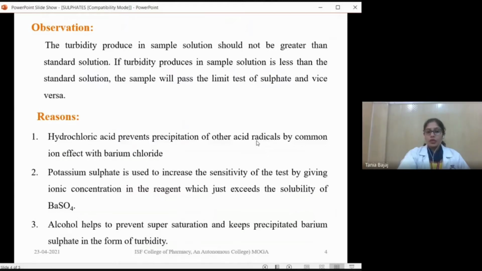Now let's see a few reasons for adding the chemicals into the reaction we performed. Hydrochloric acid prevents precipitation of other acid radicals by common ion effect with barium chloride. Potassium sulfate is used to increase the sensitivity of the test by giving ionic concentration into the reagent, which just exceeds the solubility of barium sulfate. Alcohol also helps to prevent supersaturation and keeps precipitated barium sulfate in the form of turbidity. Now, for visualizing this turbidity and for adding these chemicals for performing this limit test for sulfates, let's now move to the lab and perform the same experiment.